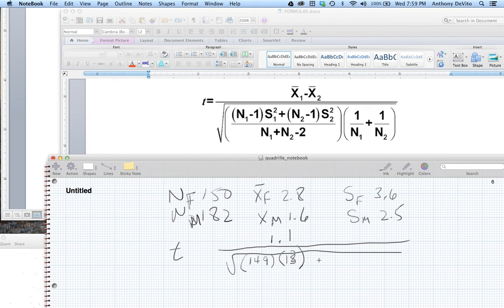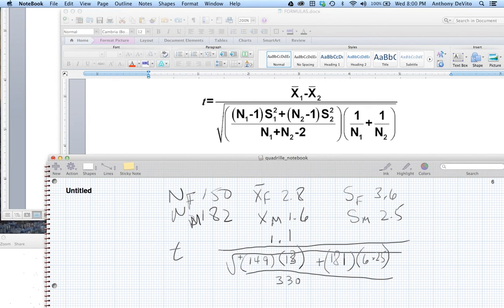Okay, plus N2 minus 1, which is 182, so 181, right? Times S2 squared. S2 is 2.5. That's 6.25. I can do that one in my head. Add those two together after I multiply them out. And that goes over N1 plus N2 minus 2, which is 150 and 182, is 332. Which is 330, right?